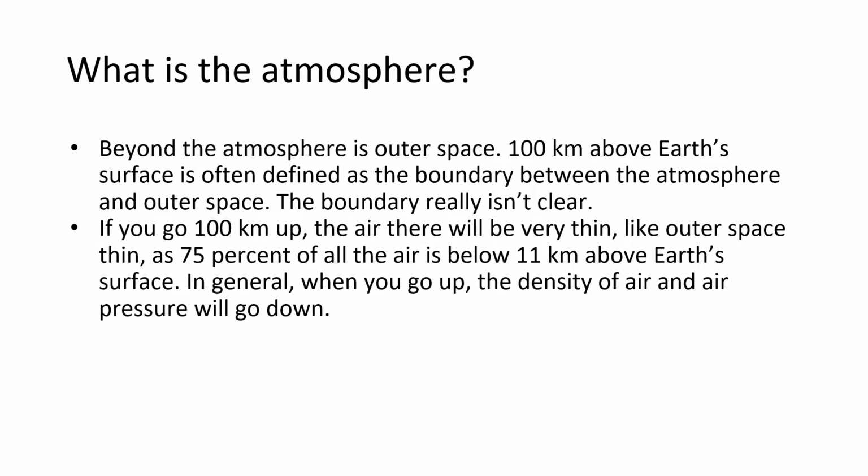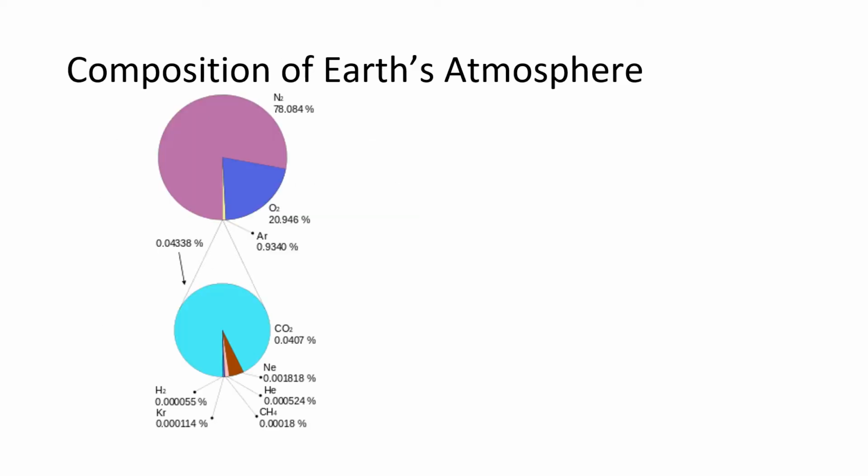100 kilometers above Earth's surface is often defined as the boundary between the atmosphere and outer space. The boundary really isn't clear. If you go up 100 kilometers, the air there will be very thin, like outer space thin, as 75% of all the air is below 11 kilometers above Earth's surface. In general, when you go up, the density of air, as well as the air pressure, will go down.